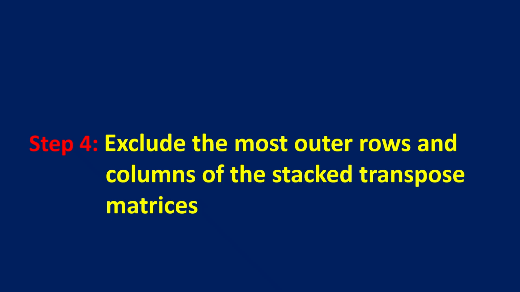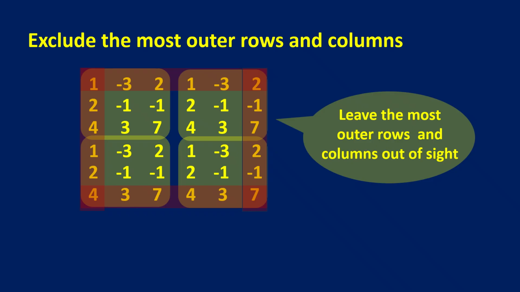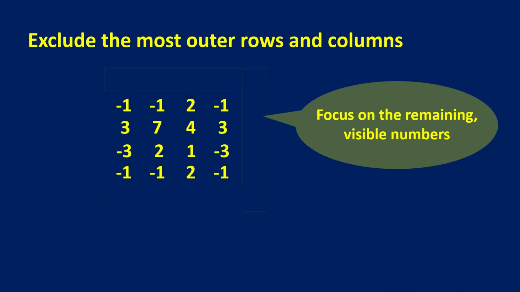Alright guys, we're moving on to step 4. Exclude most of the rows and columns of the stacked transpose matrices. This is actually another key step in this method. So we simply need to leave out of sight most of the rows and columns of the stacked transpose matrices. There you go. Here is the resulting format of numbers after the removal of most of the rows and columns of the stack of transpose matrices. From this point onward, we need only to focus on this format of numbers.